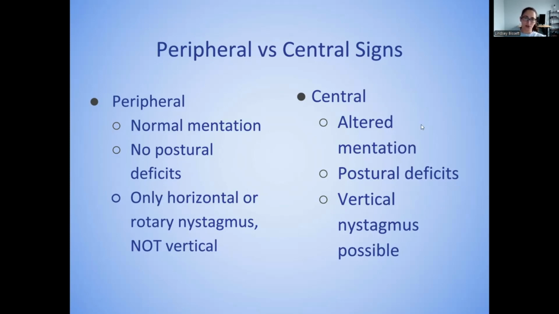If it is central, you can also see altered mentation. You can have postural deficits. And although with central nervous system issues you can see all types of nystagmus, you will only see vertical in central nervous system patients.